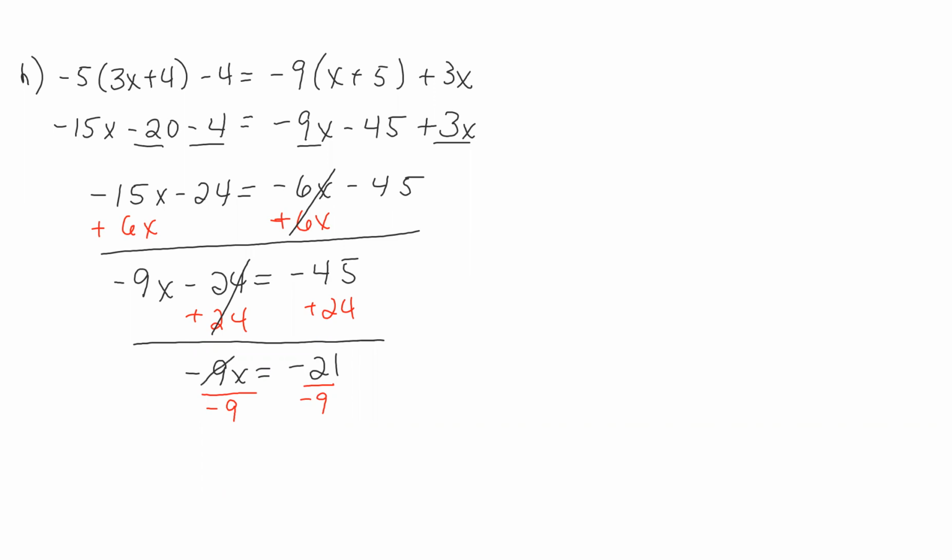On the left, negative 9 divided by itself is 1x. And then negative 21 divided by negative 9, we need to divide both negative 21 and negative 9 by 3. Well, negative 21 divided by 3 is 7. 9 divided by 3 is 3. And we are dividing two negatives, which just makes a positive. So my final solution is 7/3.